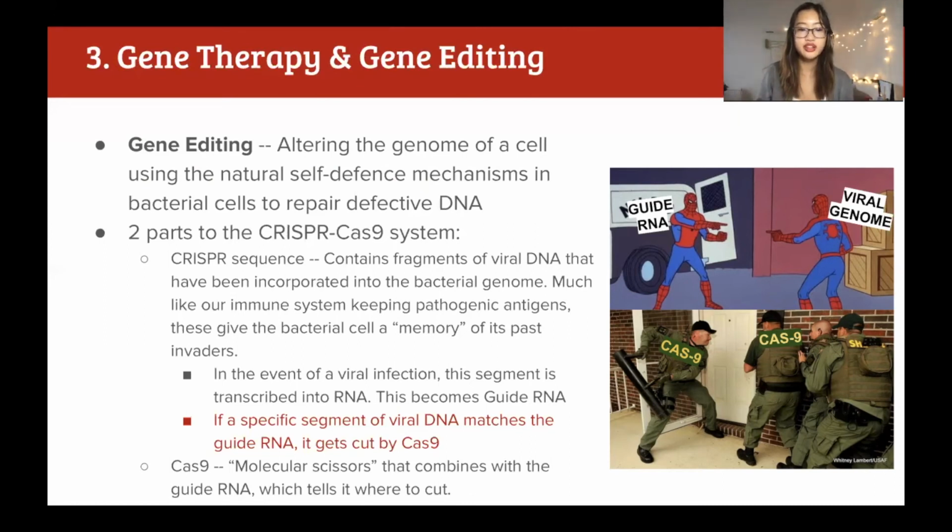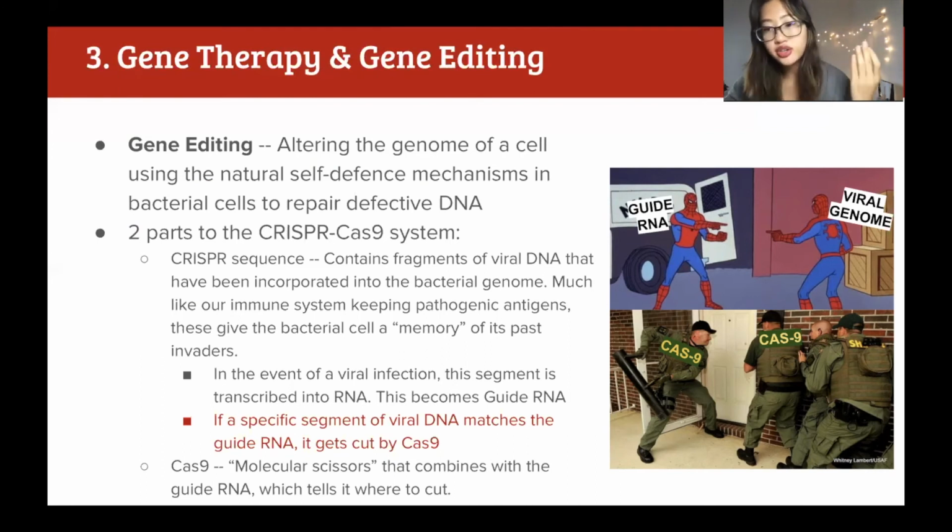So in the event of a viral infection, what happens? This sequence of DNA, the CRISPR sequence that contains a piece of viral genome, is transcribed into RNA, right? So this becomes guide RNA. So guide RNA, what happens to it is that it's used to compare.